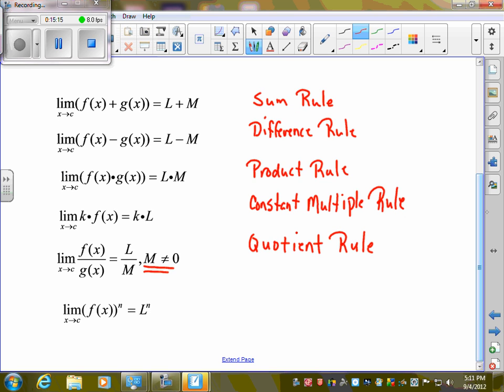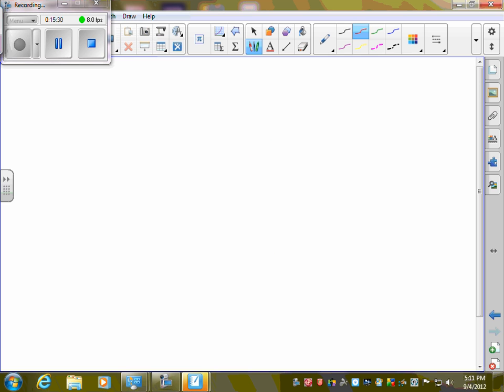Then the last one is your power rule. You've got the limit as x approaches c of f of x to the n. That just says you take the limit, which was L, and raise it to the n. Okay, let's look at an example of this with some numbers so we can make sense out of it.